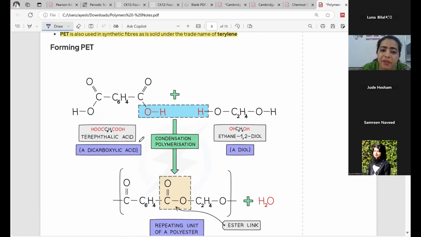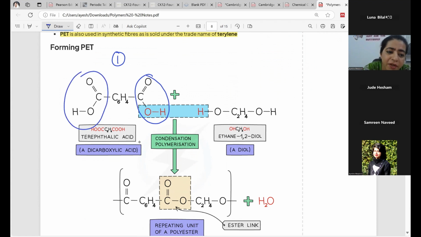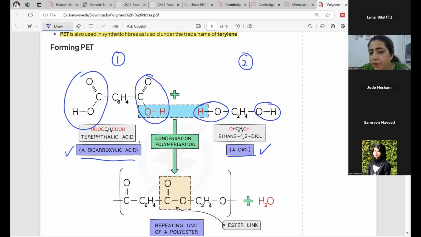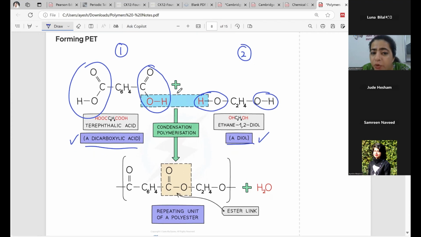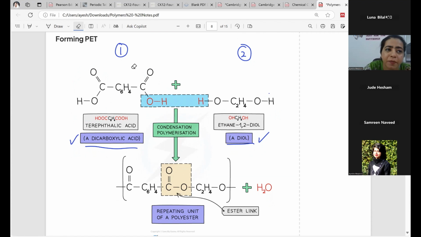Over here, this is monomer number one, which has COOH on both sides, which means it is a dicarboxylic acid. This is monomer number two, which has OH on both sides, meaning both are alcohol groups, so it is a diol. So these two monomers can now combine together to make PET polymer. Again, they have to release a water molecule when they are connecting.